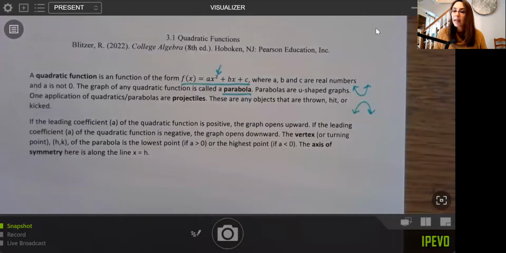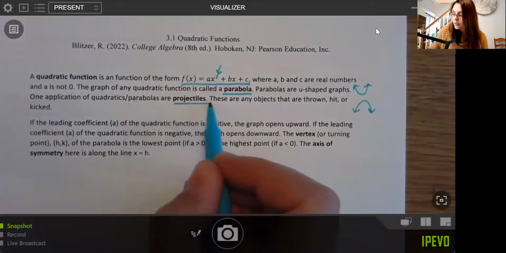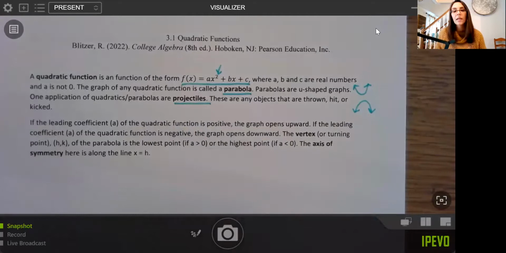They actually are really, really helpful. There are a ton of applications that can be modeled using quadratics. And one of the most popular and common are projectiles. So anytime you have an object that is thrown, hit, or kicked, then this is typically modeled by a quadratic. So if you think about throwing a baseball or dropping something out of your hand, even just letting it fall, that's modeled by a quadratic as well. Or a rocket. So there's a lot of different kinds of projectiles here that we can use.